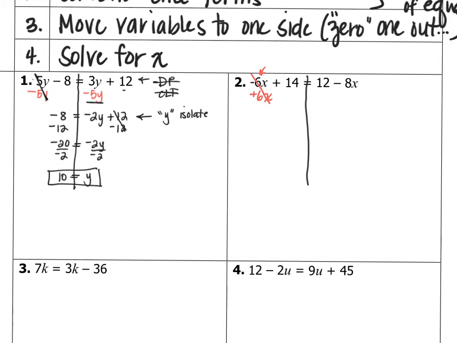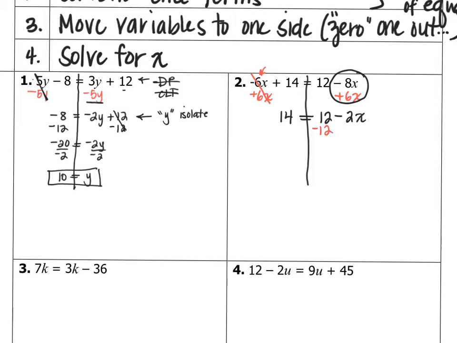That will zero it out, which means I have to add 6x to the other side to keep the balance in the equation. So my new equivalent equation is 14 is equal to 12 minus 2x, because negative 8x plus 6x is negative 2x. Now I'm going to start isolating x. Keep in mind that since x is multiplying to negative 2, dividing by negative 2 should be my last step.